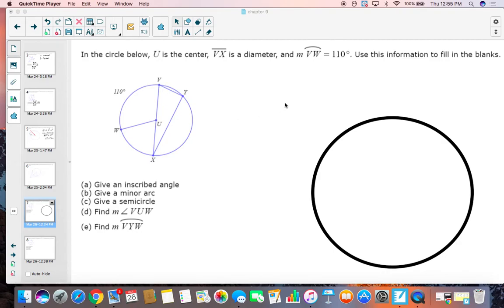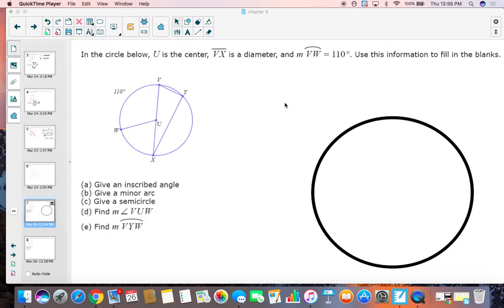In the circle below, U is the center, VX is a diameter, and the arc VW equals 110 degrees. Use this information to fill in the blanks. And I added in this circle over here as just kind of a reference.